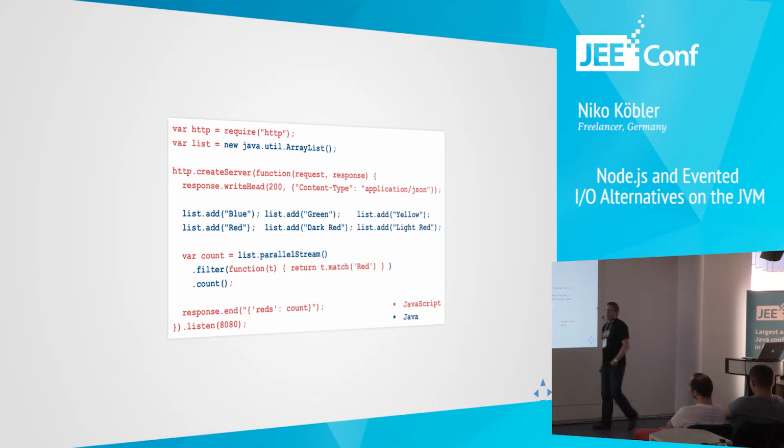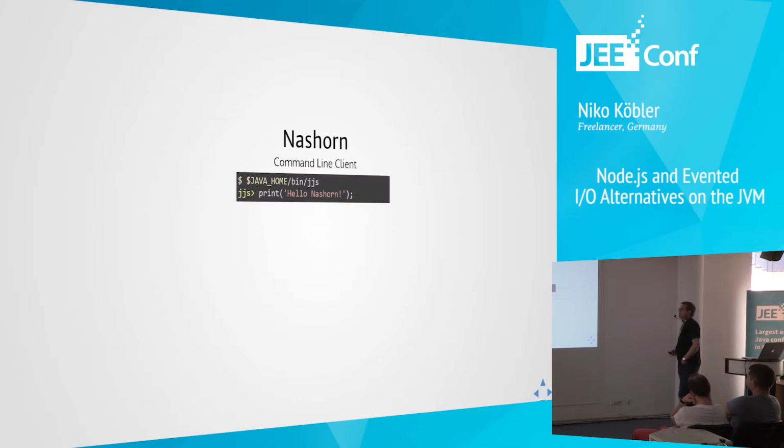So, as you said, Nashorn has access to Java code, or vice versa. You can store references to Java objects in JavaScript. And you also can pass JavaScript objects to a Java function. So functional programming with Java is possible, thanks to Nashorn.